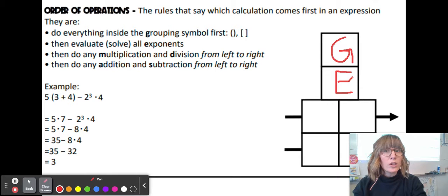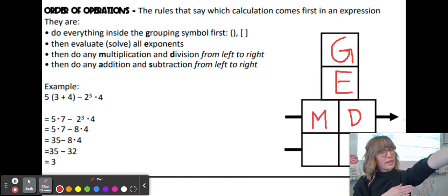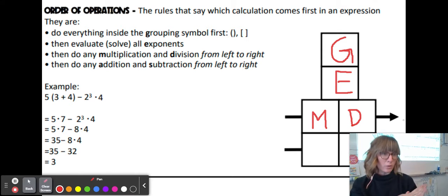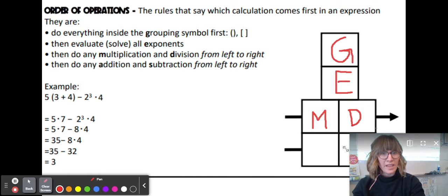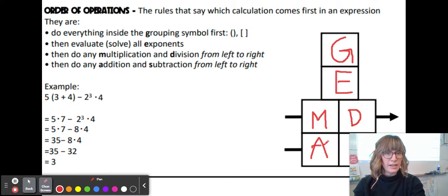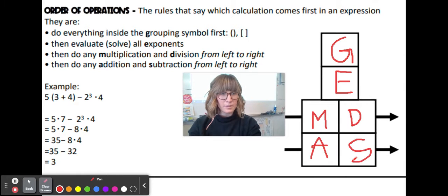You're going to look and simplify all of the exponents within your expression. And then you're going to multiply, divide, left to right. So it's almost like Cupid shot his arrow right through the multiply, divide. We always go in left to right order in how they appear inside of the expression. And then add, subtract, left to right. So let's do that, right?